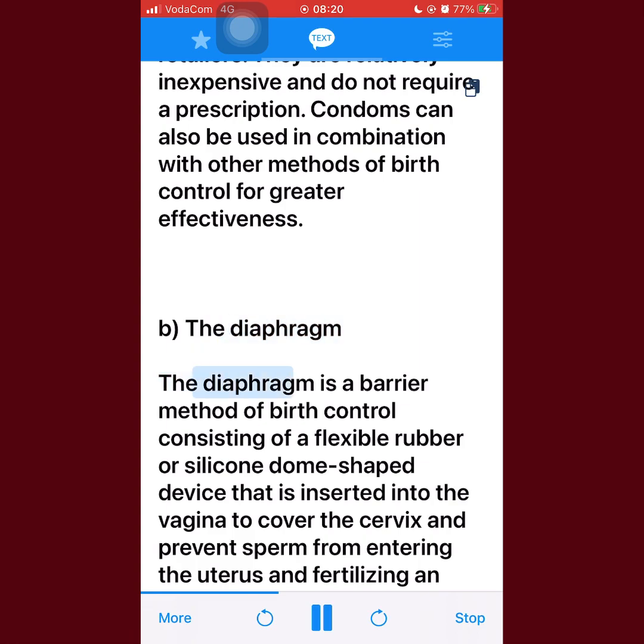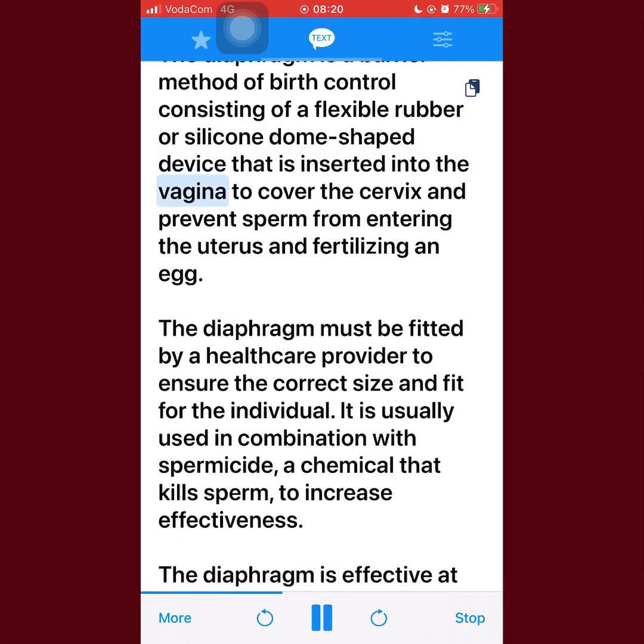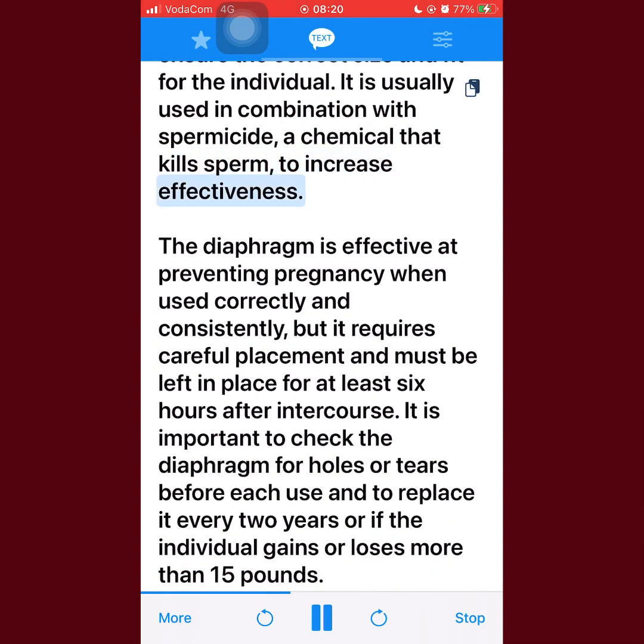B. The diaphragm. The diaphragm is a barrier method of birth control consisting of a flexible rubber or silicone dome-shaped device that is inserted into the vagina to cover the cervix and prevent sperm from entering the uterus and fertilizing an egg. The diaphragm must be fitted by a healthcare provider to ensure the correct size and fit for the individual. It is usually used in combination with spermicide, a chemical that kills sperm, to increase effectiveness. The diaphragm is effective at preventing pregnancy when used correctly and consistently, but it requires careful placement and must be left in place for at least 6 hours after intercourse.